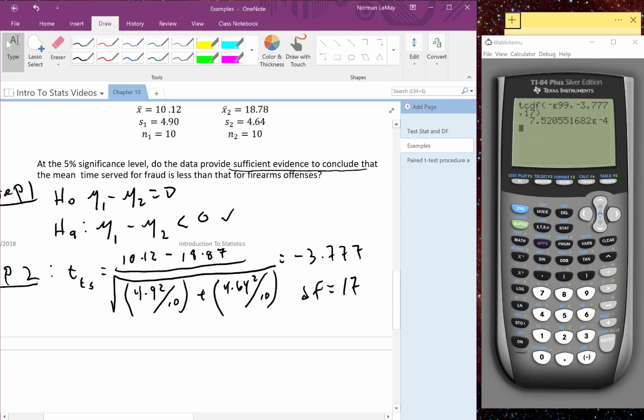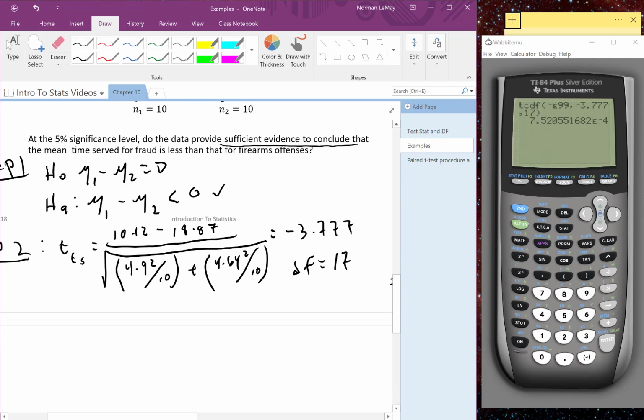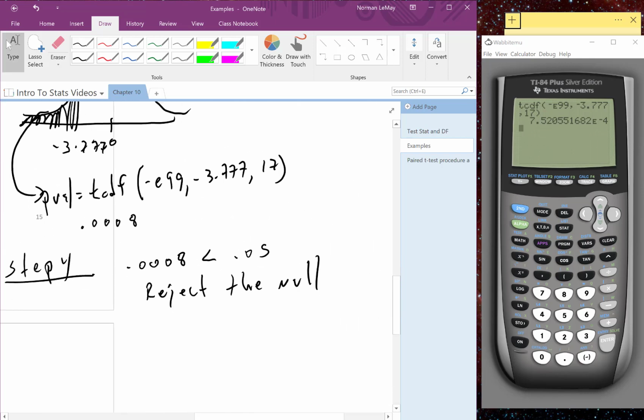So at alpha equals 0.05, the data indicates that the mean time served for fraud is smaller than the mean time served for firearms. Okay, so that's our conclusion here.